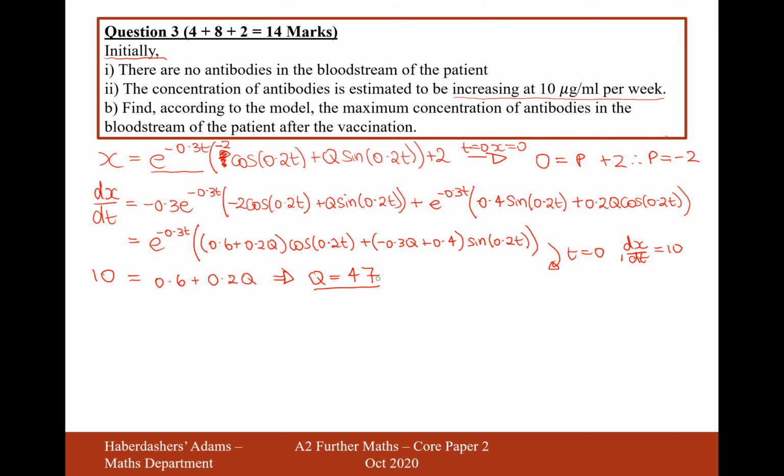Okay, so let's now write out our equation again. It's going to be x equals e to the minus 0.3t, and then it's going to be minus 2 cos 0.2t, and then it's going to be plus 47 sine 0.2t.